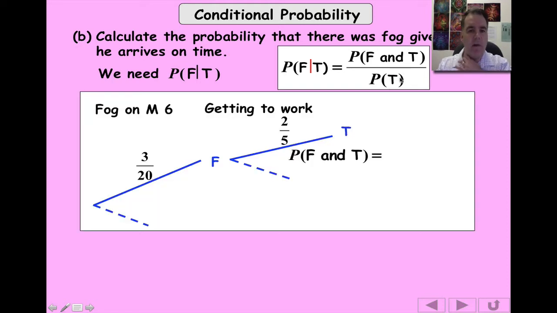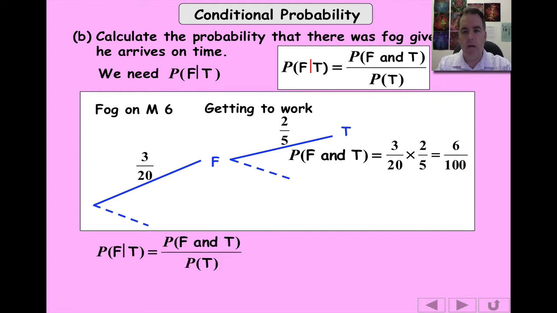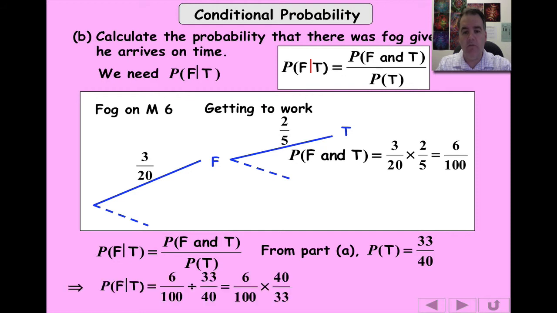So let's look at our tree diagram. The probability of F and T, the top line there, is 6 out of 100. We just worked that one out. And we worked out from part A that the probability that he's on time is 33 over 40. So we just put those numbers in. 6 over 100 on the top line, 33 over 40 on the bottom line, and get our calculator out, and you'll see that that gives us 4 over 55. So there's a couple of examples of using conditional probability with a table, with a Venn diagram, and then with a tree diagram.